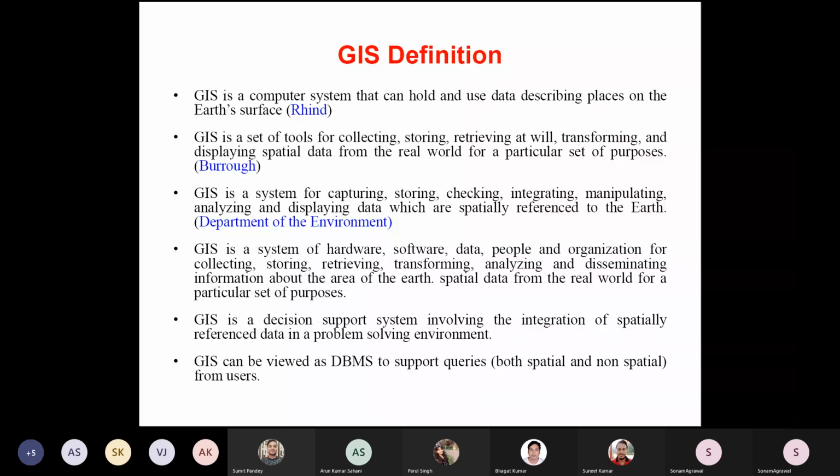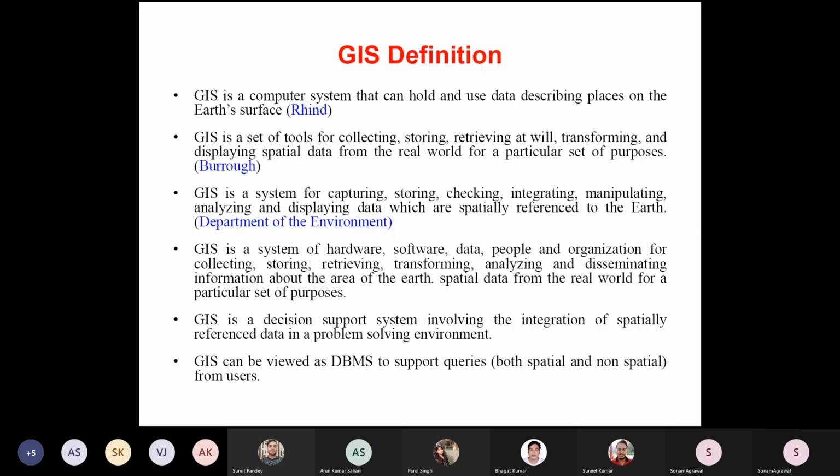The fourth definition of GIS includes the components of GIS. It says GIS is a system of hardware, software, people, and organization for collecting, storing, retrieving, transforming, analyzing, and disseminating information about the area of Earth. The next two definitions are very narrow definitions that take a particular view, that GIS is a decision support system involving the integration of spatially referenced data in a problem solving environment. The last one says GIS can be viewed as a DBMS, database management system, to support spatial as well as non-spatial queries from the user.